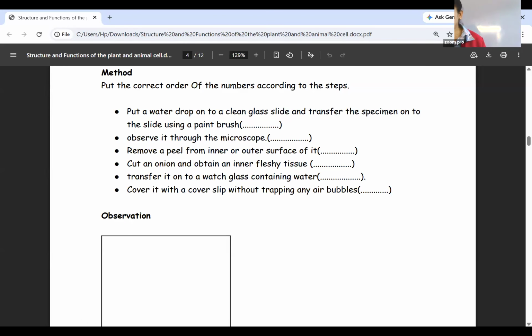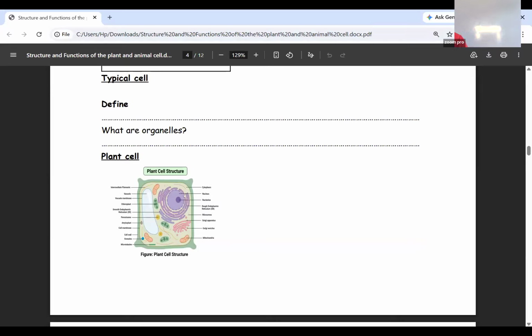Then we are starting the most important part. That is the typical cell. Okay, the battery is a little bit low, so I'm switching off my video and you can see the screen on my head. The first one is the typical cell.